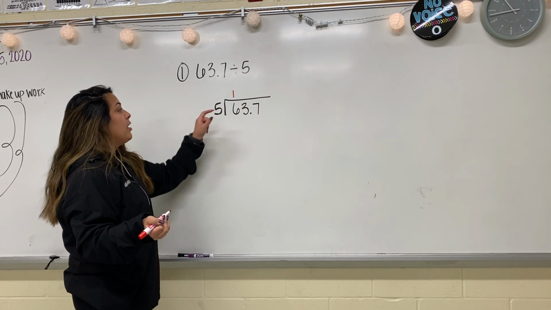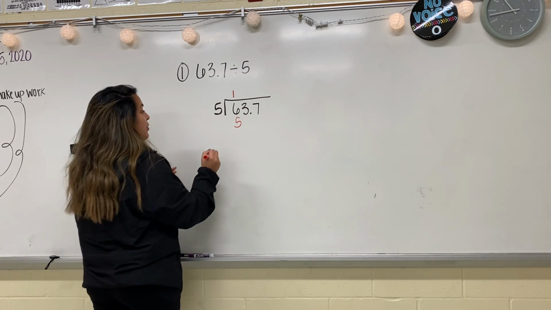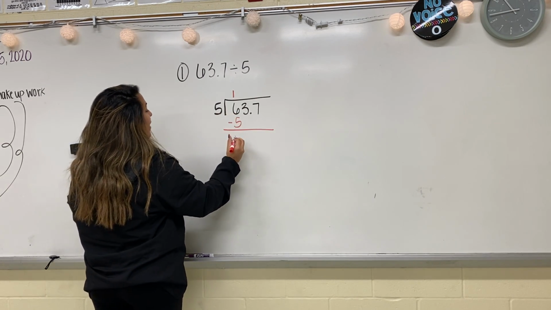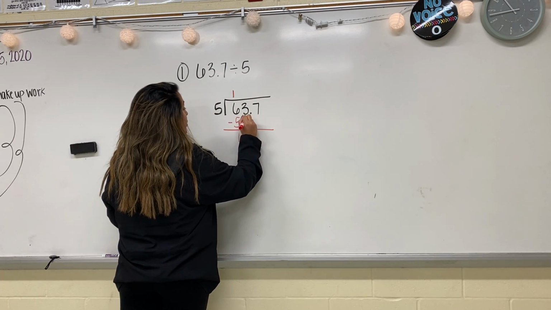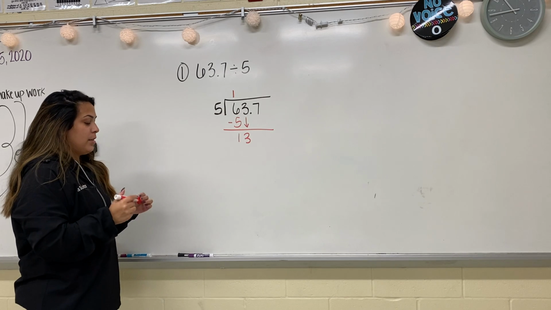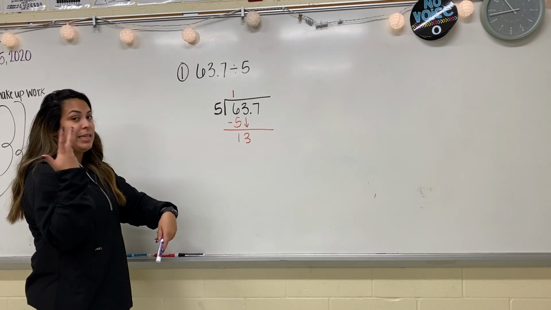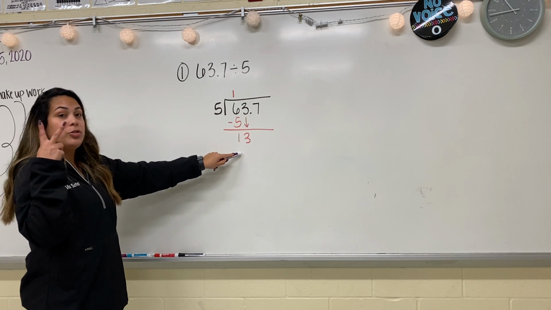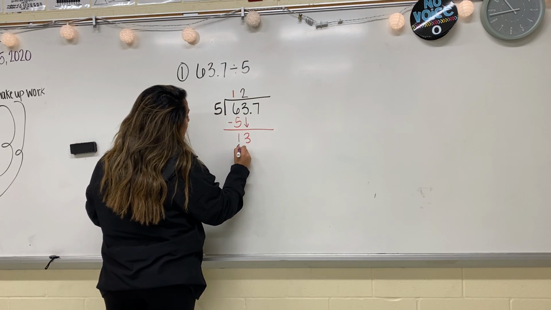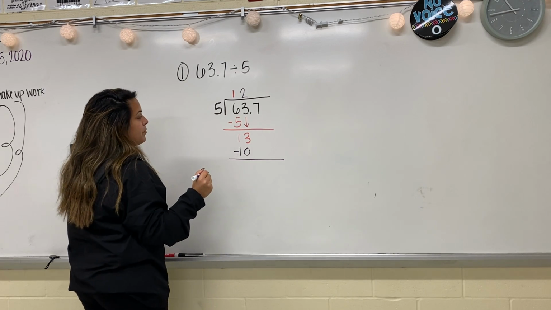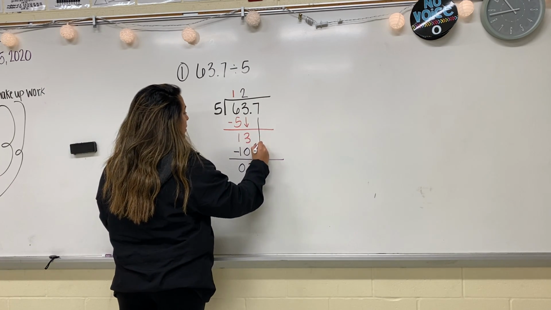Our next step is to multiply. 1 times 5 is 5. And then our next step is to subtract. 6 minus 5 is 1. After we subtract, our next step is to bring down the next number, which is 3. So now we need to figure out how many times 5 can go into 13. Remember, we repeat the process. 5 can go into 13 2 times. I'm using my basic math facts to figure this one out. 2 times 5 is 10. And then I'm going to subtract. 3 minus 0 is 3. 1 minus 1 is 0. And then I'm going to bring down my 7.